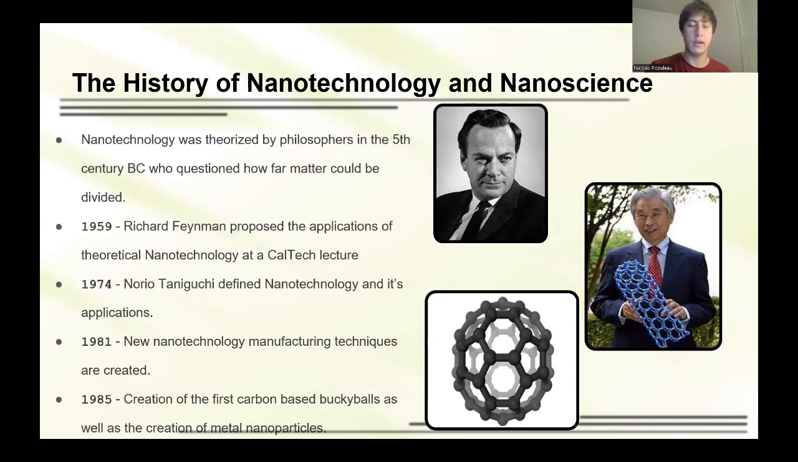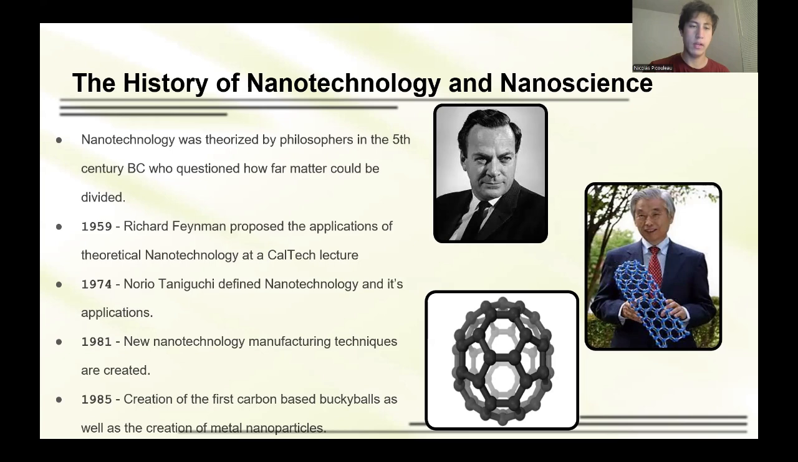In 1959, physicist and Nobel Prize laureate Richard Feynman proposed the application of what would be, at the time, theoretical nanotechnology at a Caltech lecture dubbed "There's Plenty of Room at the Bottom." During this lecture, he hypothesized that it would be possible to conduct mechanical activities on the nanoscale. Examples he used were writing all 24 volumes of the Encyclopedia Britannica on the head of a pin, or creating robots that could also create additional robots on the nanoscale, creating nanoscale robots that could self-replicate.